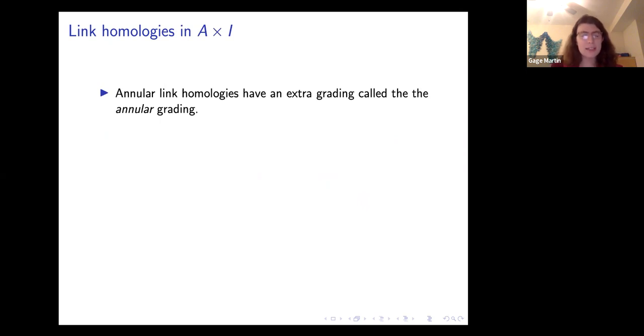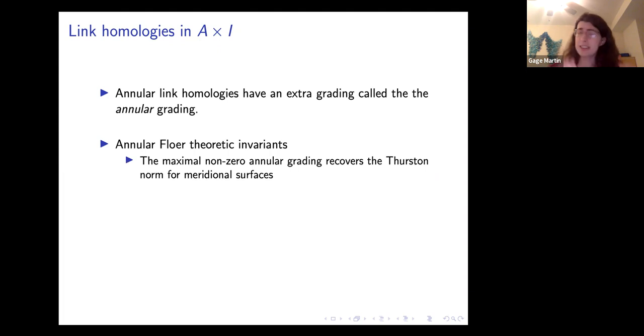Because we're working in an annulus, these link homologies have a little bit of extra structure. They have an annular grading. That's kind of remembering we're working in the annulus. And so you might ask, well, what does this annular grading tell us? For invariants coming from Floer homology, like the knot Floer homology of the branched double cover, or some version of link Floer homology or instanton Floer homology, we actually understand what this annular grading means very well. It's recovering the Thurston norm for meridional surfaces. So it's saying something about the simplest surfaces we can find where the boundary is a meridian for our annulus.